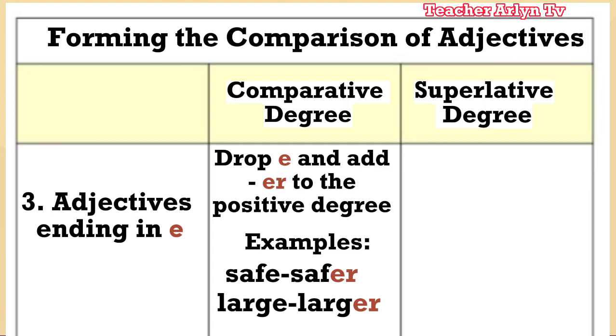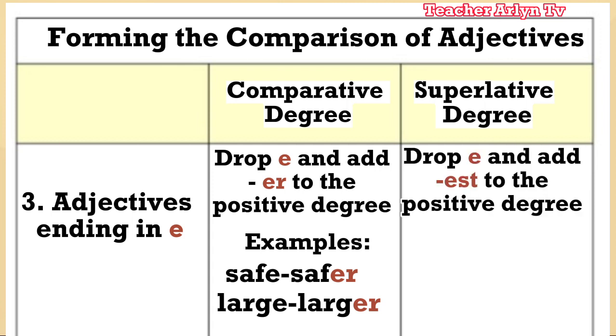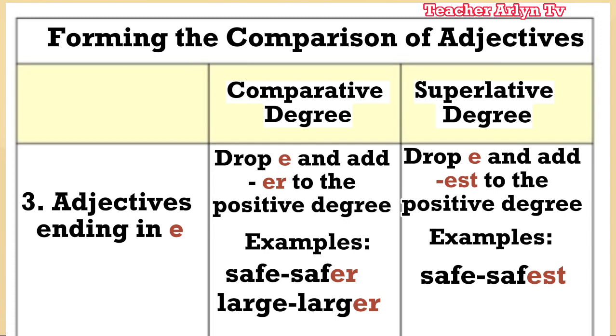So large becomes larger. In superlative degree, drop e and add est to the positive degree. Examples, safe, safest. The last letter of the word safe is E. Drop E and add est. Safe becomes safest. Large, largest. Drop E, the last letter of large, and add est. So large becomes largest.